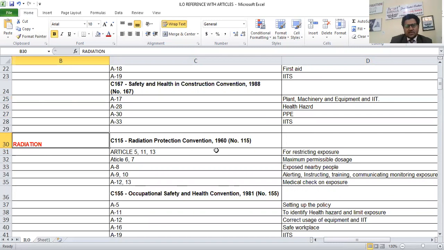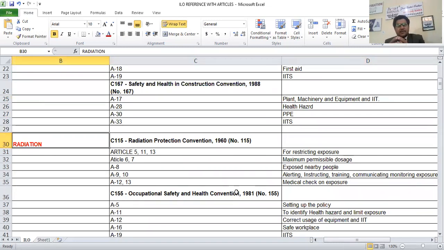C115, Radiation Protection Convention 1960. Articles 5, 11, and 30 are relevant to restricting exposure. Articles 6 and 7 cover maximum permissible dosage, and Article 8 covers exposed nearby people. Articles 9 and 10 are about alerting, instructing and training.